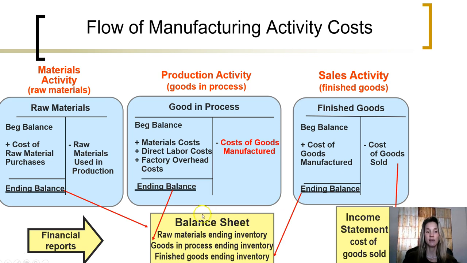So what you see here is that all costs of production are recorded in one of these three inventory accounts. The costs of production are reported on the balance sheet, except for the cost of the inventory that is sold. The cost of inventory sold is reported as an expense on the income statement.